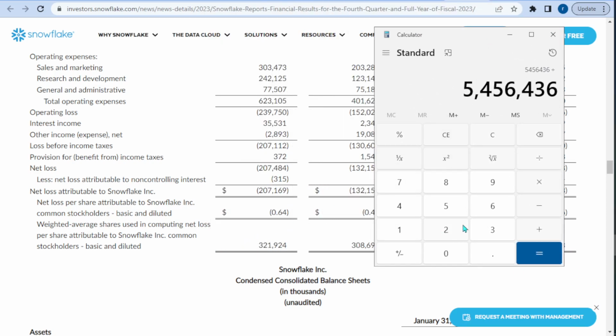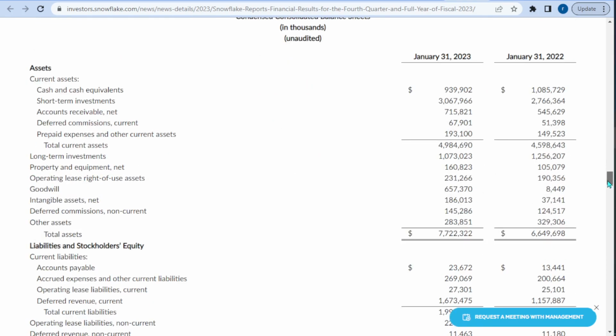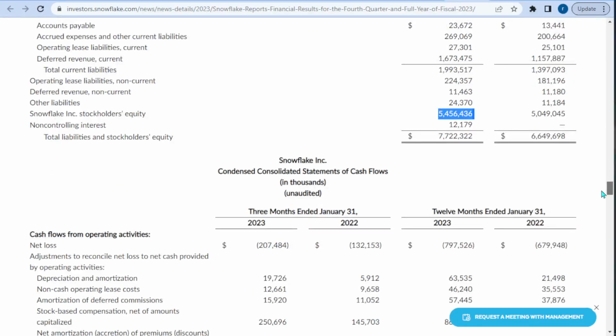So divide that by 321,924 equals. So the book value per share is about $17, and we're way above that. So do keep that in mind if this company ever just crashes to rock bottom. Keep this number in mind. Now let's go ahead and continue down.